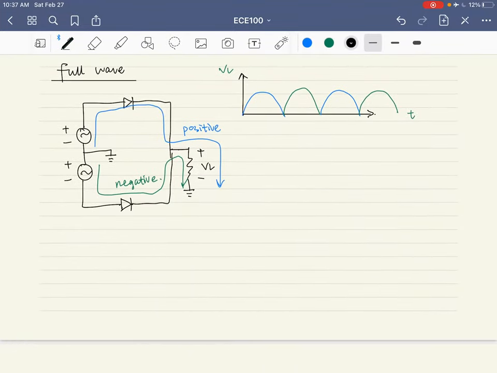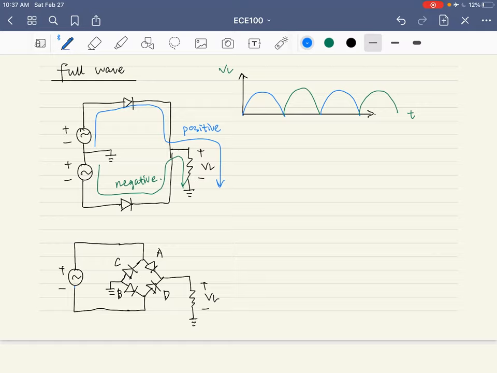Another circuit has the same function. We only have one voltage source, but we connect the diodes in a smart way. You may see a circuit similar to this in your homework. A, B, C, D. Great.